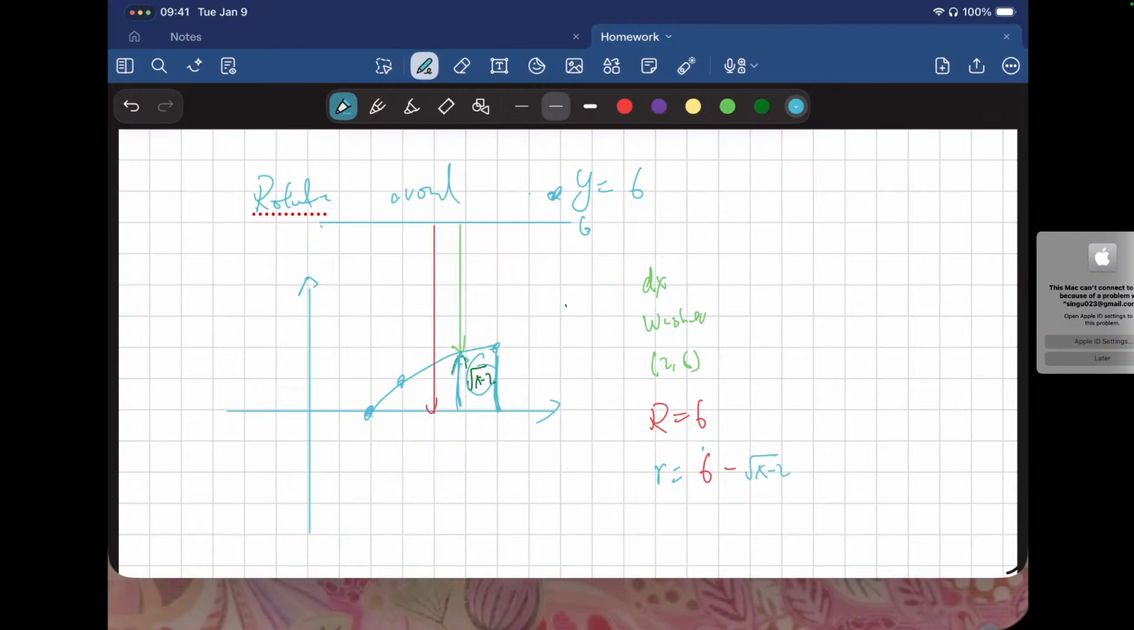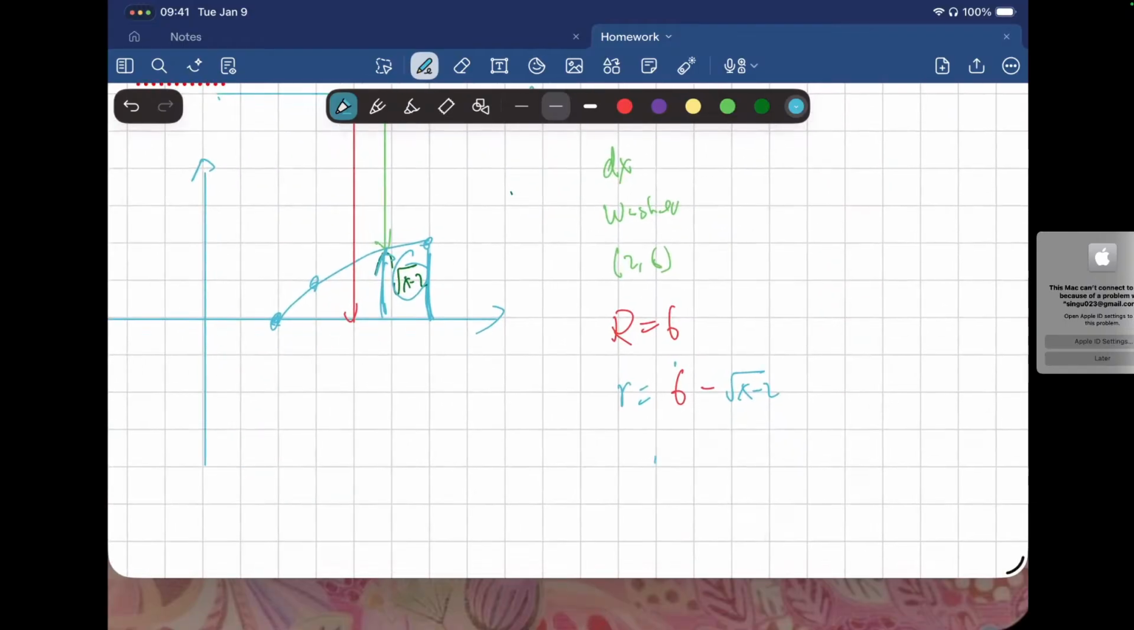Does that make sense? Yes, sir. Apple, does that make sense? Yeah, I keep forgetting the bottom part, like the x minus 2. Yeah, you cannot forget that. So that's going to be the integral from 2 to 6 of pi times the quantity 6 squared minus (6 minus square root of x minus 2) squared, dx.